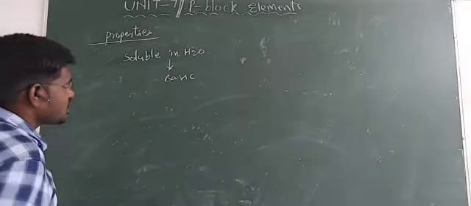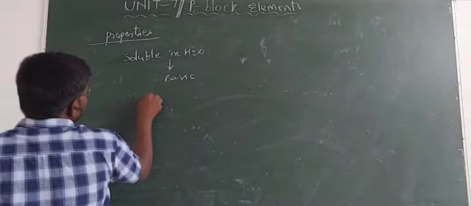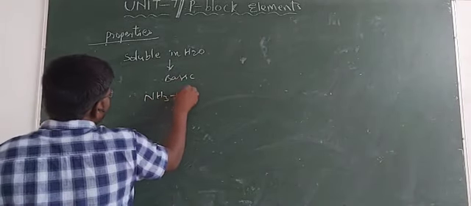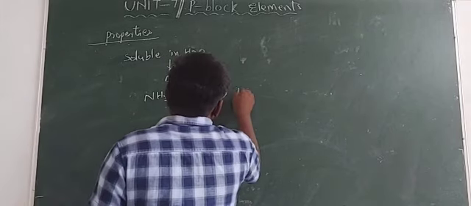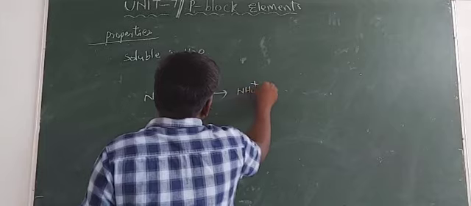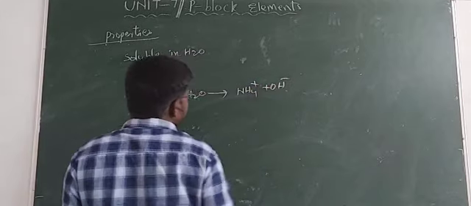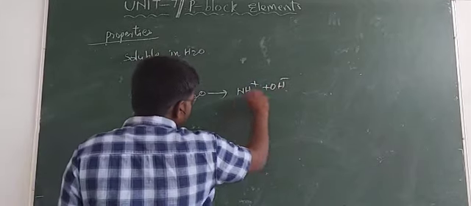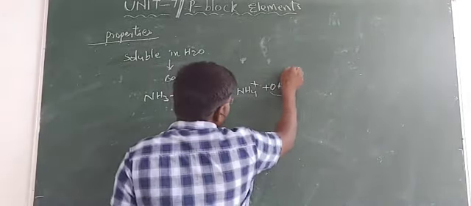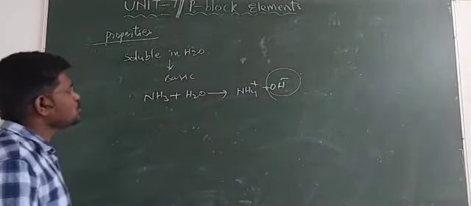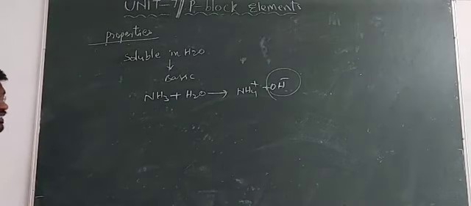What is the reason for that? The reason is when NH3 is added to the water, we get ammonium ions, and OH minus ions are present in water. So due to the presence of these hydroxide ions, the aqueous solution of ammonia is basic in nature, right?